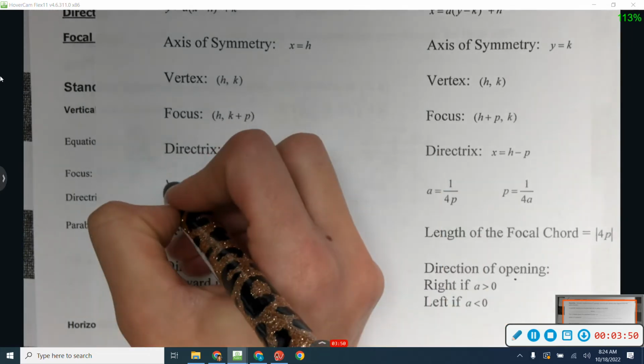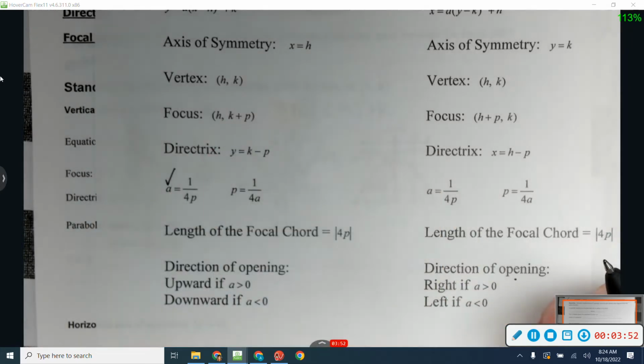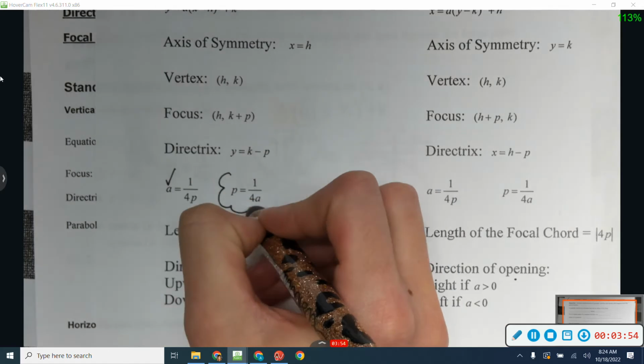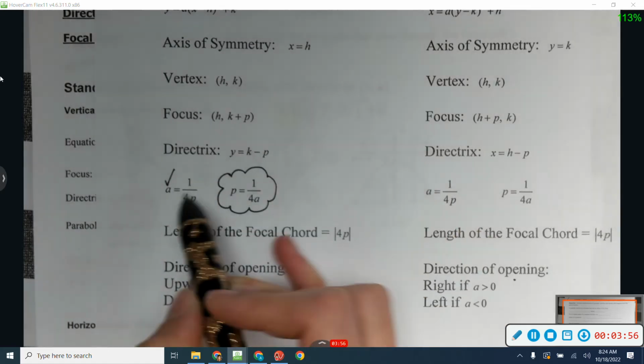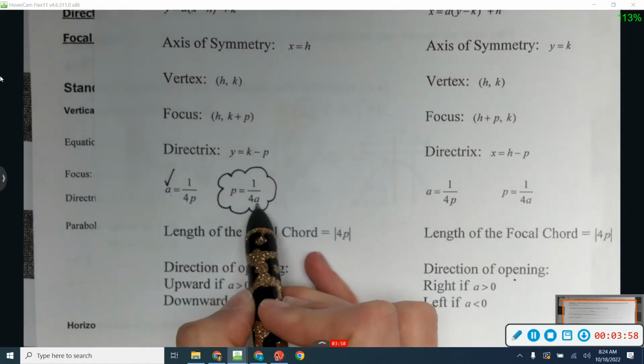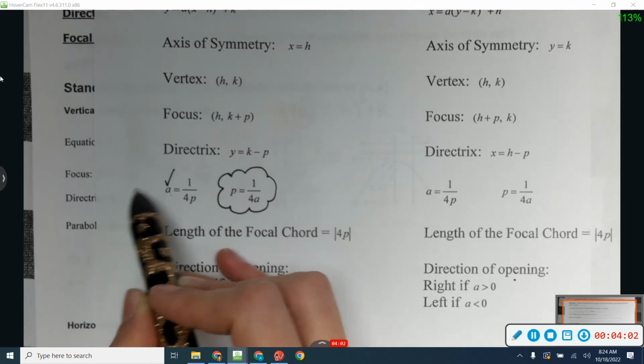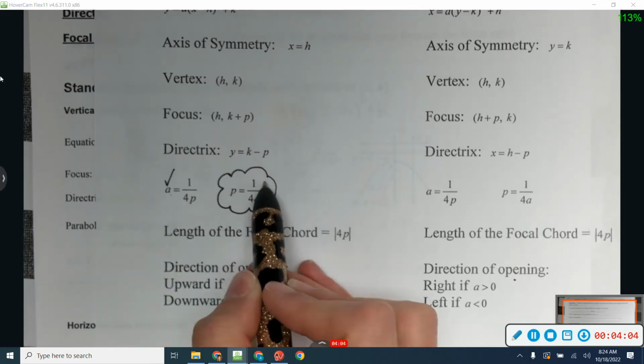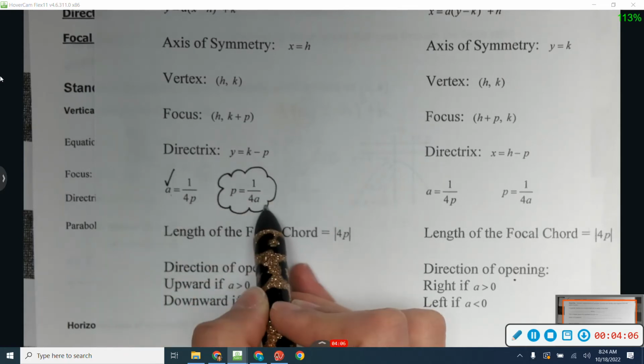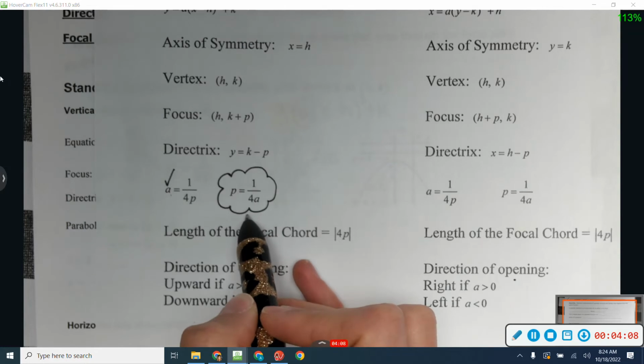So we're going to know our A value. We're going to need our P value. So we're going to be taking that A value and plugging it in. Okay, so we're going to know from the equation I give you what the A is. So we're going to be using this equation and this formula to find our P, okay?